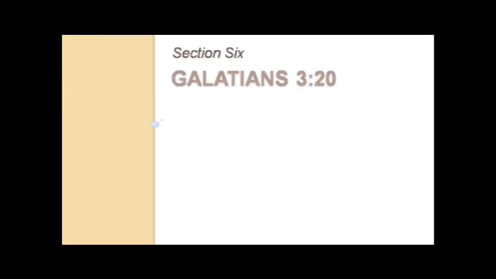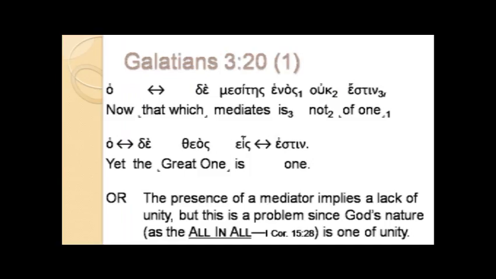Alright, section 6, Galatians chapter 3 and verse 20. I'm going to do a little bit of translation work here. Alright, Galatians 3, verse 20. There are two clauses, and so I made it into two lines. The first clause is ha de mesetes henos uk estin, which makes so much sense to you, I'm sure. And then the second clause is ha de theos heis estin. Again, probably doesn't make a whole lot of sense just yet. So let's go back through and let's start translating.